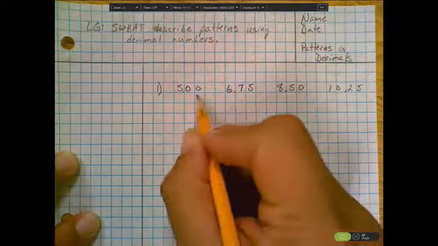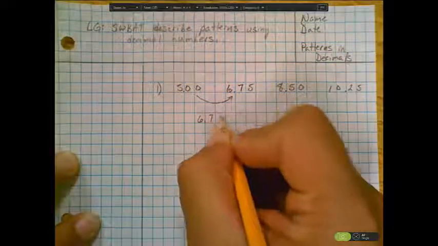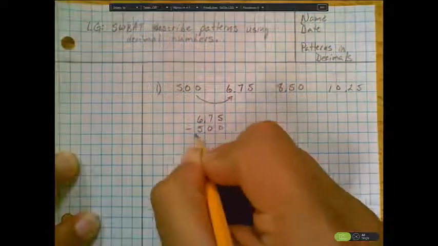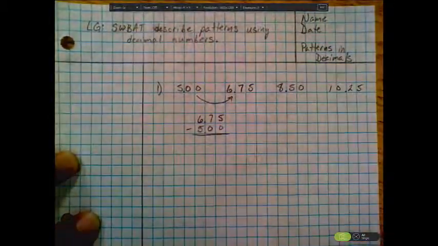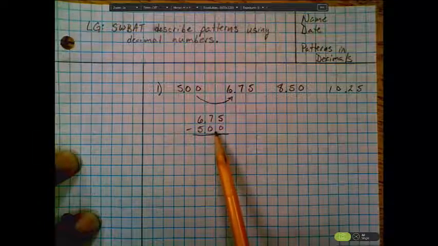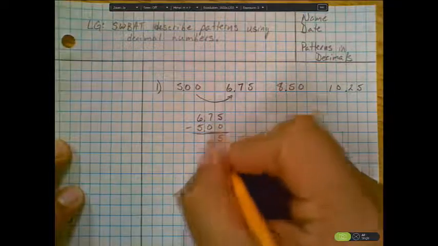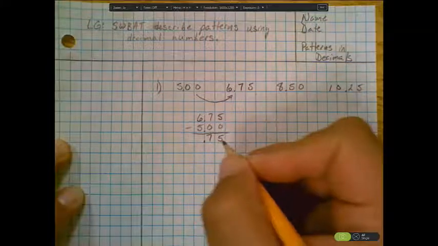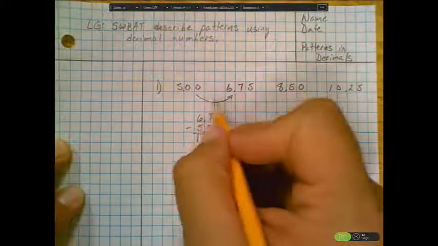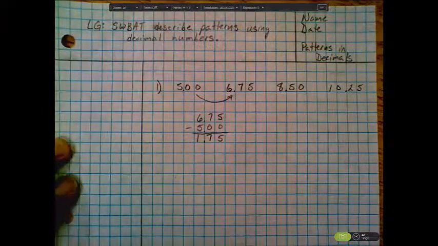So if I want to find out what the interval is between these two numbers, I'm going to take the 6.75 and I'm going to subtract the 5.00. And again, when we do this, we're always going to take the larger number and subtract the smaller number. So 5 minus 0 is 5, 7 minus 0 is 7. Remember to put the decimal point there, and then 6 minus 5 is 1. So the space between these is 1.75.